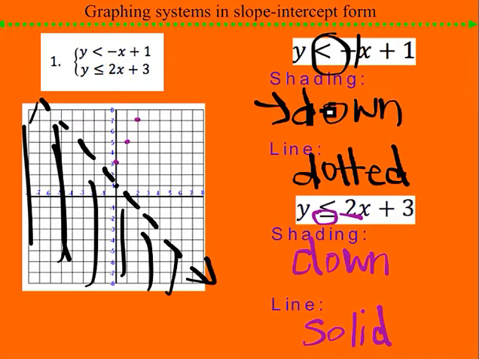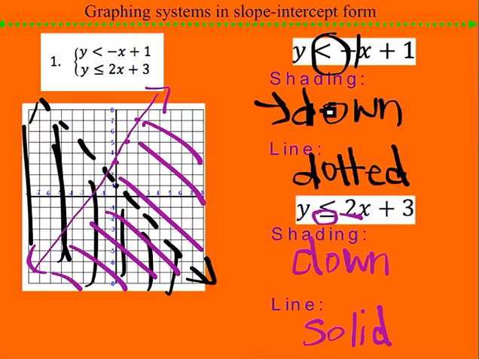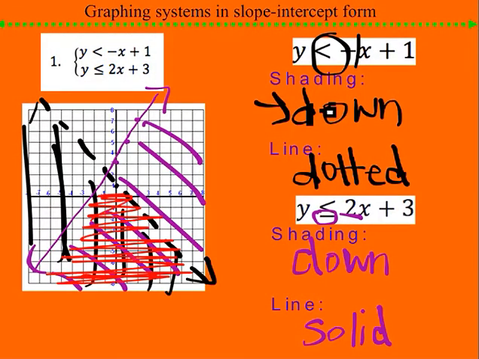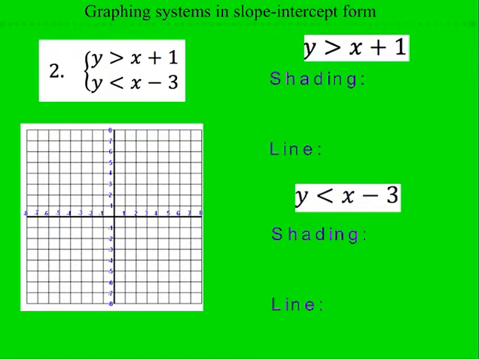That's going to be a solid line. And then I said that I was going to be shading down. So I see where my two overlap, and I want to make sure that I shade that in really obvious, to make it obvious to me when I look at it where the answer lies. So that's your answer for number 1. Let's take a look at number 2.